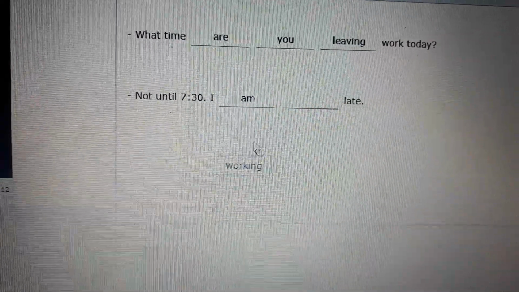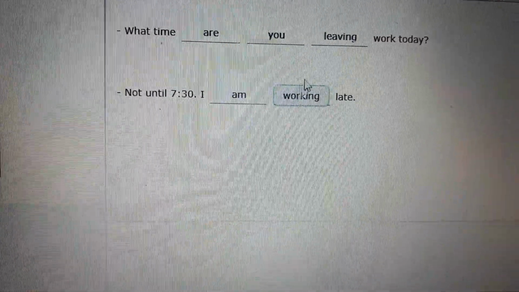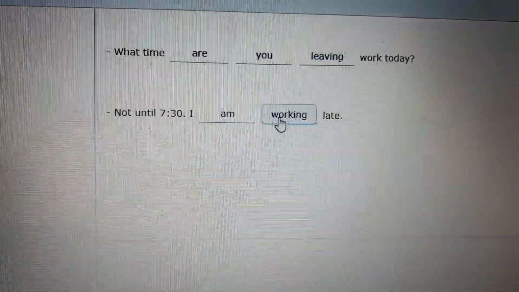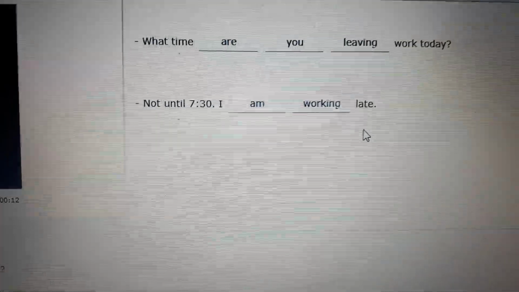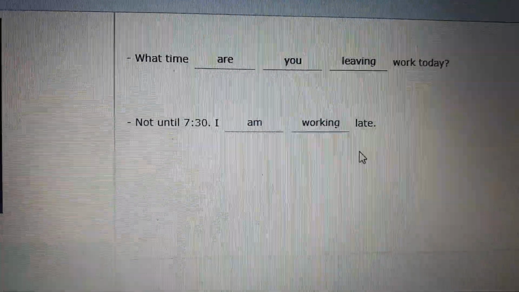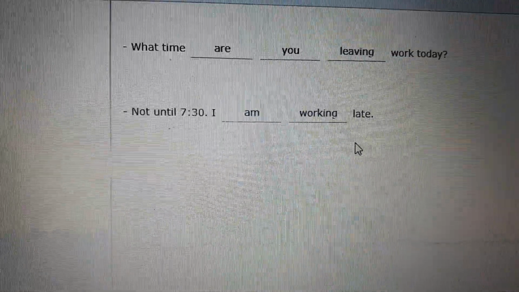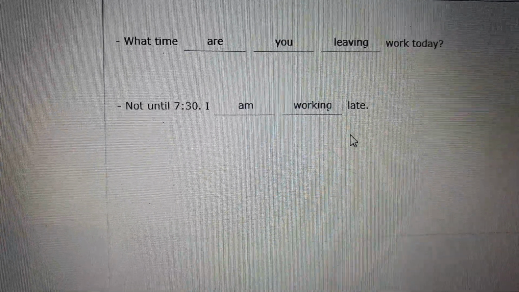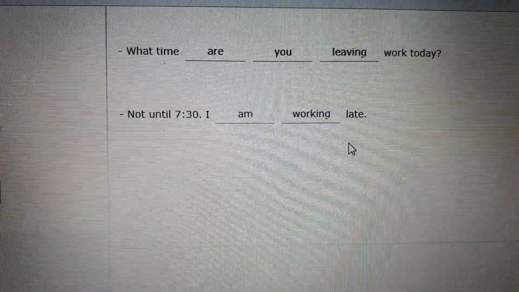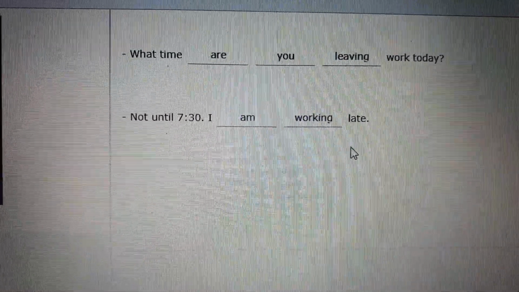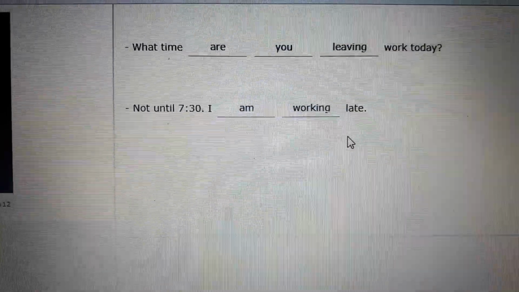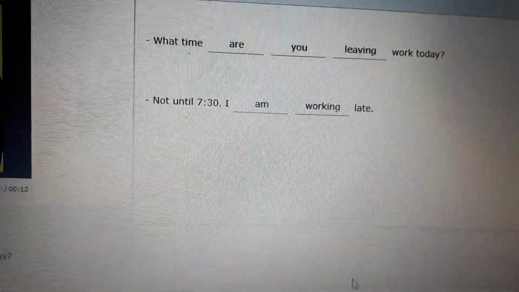Well, working late, okay? If we would select working instead of leaving, the question is not going to be totally correct, because it would say, what time are you working work? No. Working work? No. It doesn't sound correct. So, what time are you leaving work today? Not until 7:30. I am working late, okay? No hasta las 7:30, okay? Porque estaré trabajando tarde. Es una forma de decir.